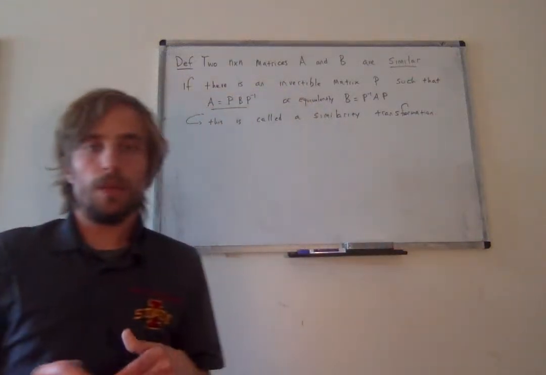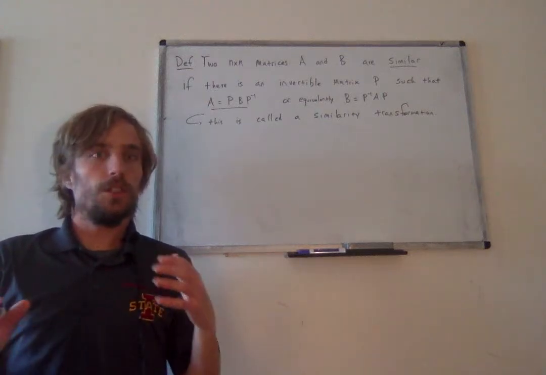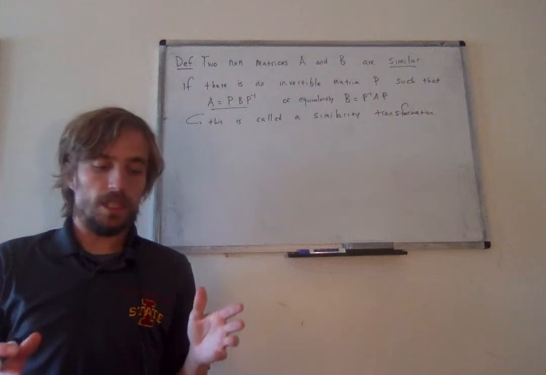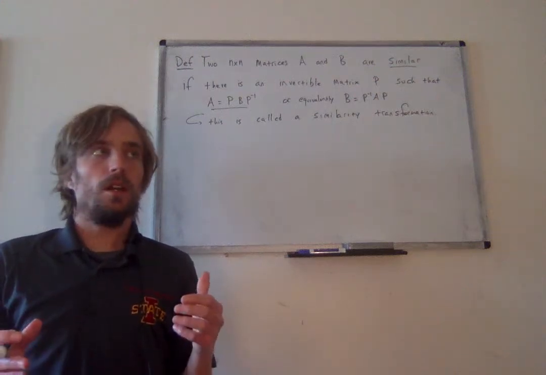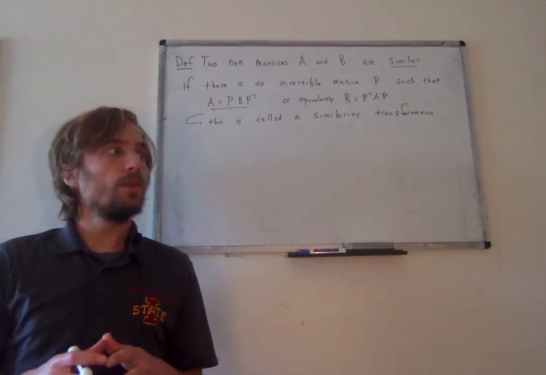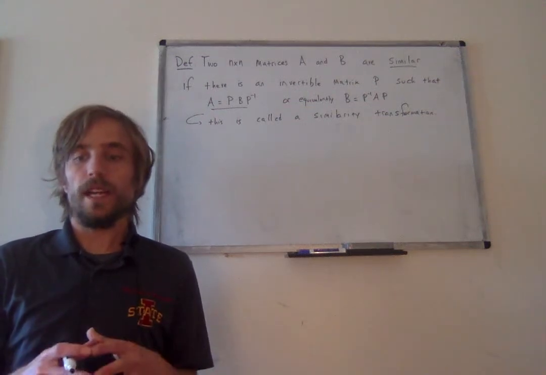So we want to talk about another way of determining, and sometimes an easier way of determining, when two matrices have the same eigenvalues. This will be used a lot, especially next section, when we introduce a process called diagonalization.